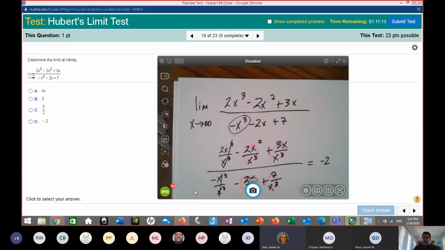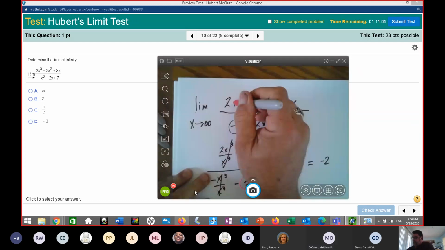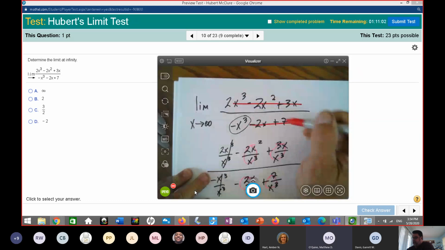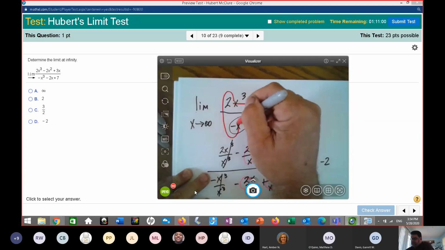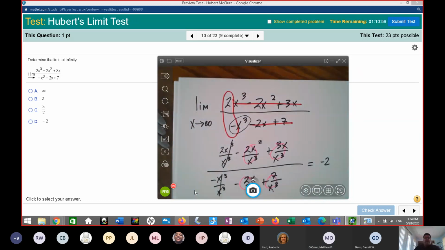Now, if you just went with the same degree rule, you could take this out and take this out and just go with the coefficients of those two right there. That's the same degree rule. When did I show y'all that? During the video that 9 of you watched. Hopefully more of you watched it after that day. Okay? So that's negative 2.